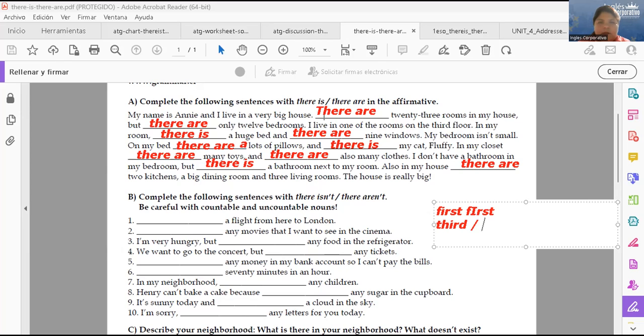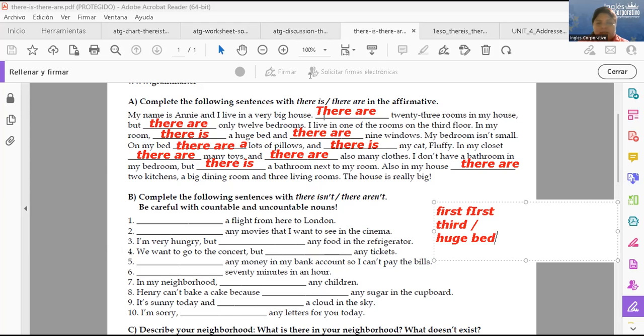Okay. I live in one of the rooms on the third floor. In my room, there is a huge bed. There are 9 windows. My bedroom is small. On my bed, there are a lot of pillows and there is my cat Fluffy. In my closet, there are many toys and there are also many clothes.